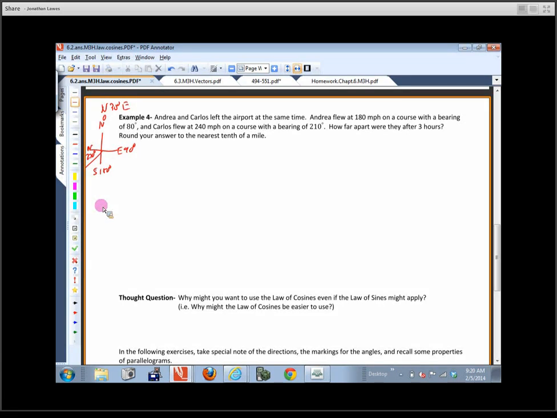So what you need to do is draw a picture, and we're going to be drawing lots of these little crosshairs where we've got north, east, south, west. And we're going to keep track of it that way, just like if they give you the bearings in this system right here. Okay? So here's what we've got. Andrea flew at 180 miles per hour with a course of bearing of 80 degrees. So from the airport, this is what happens. She takes off and her bearing is 80 degrees. So this angle right here is 80 degrees. So she flies at 180 miles per hour for 3 hours, I believe is what they have there.